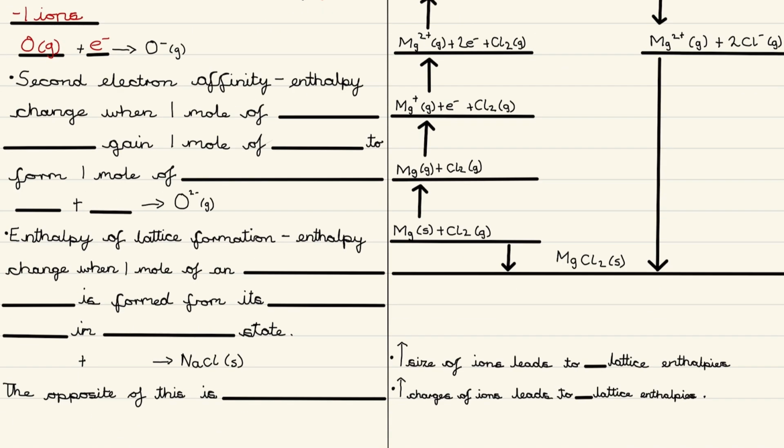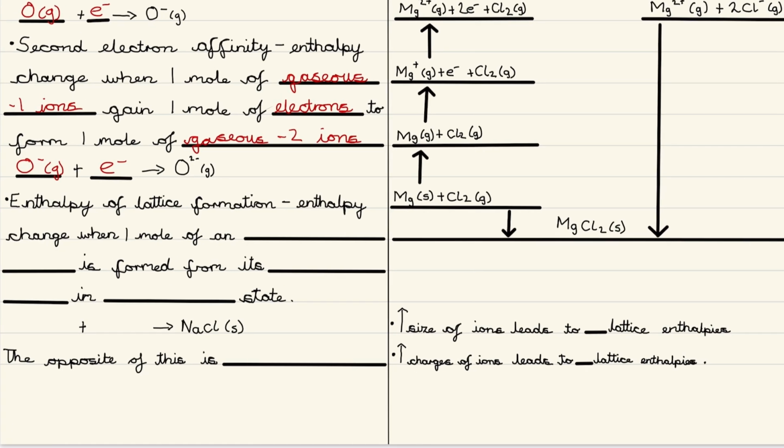Then we have the second electron affinity. This is the enthalpy change when 1 mole of gaseous -1 ions gain 1 mole of electrons to form 1 mole of gaseous -2 ions. So for example, for oxygen you get O- in the gaseous state and an electron, and that forms O2-.